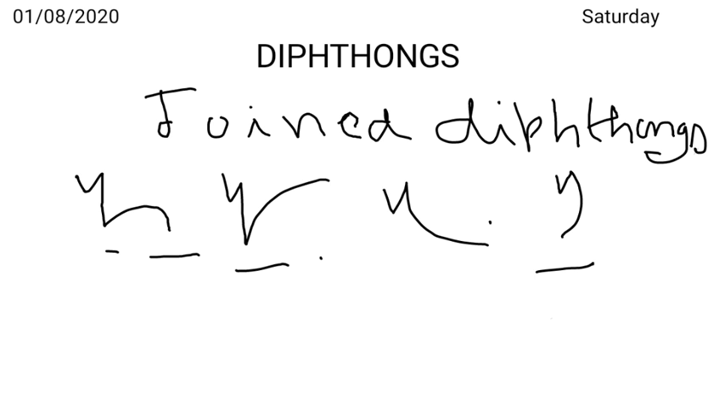Now, before K, M, and L, I diphthong is shortened. Instead of writing I diphthong in full, we can join only the first portion of I diphthong like this. I can, I am, I will.